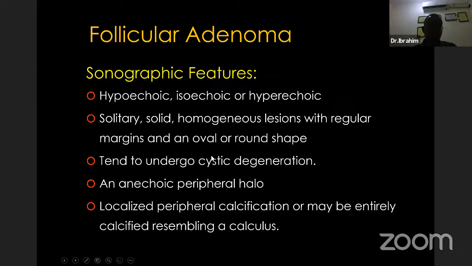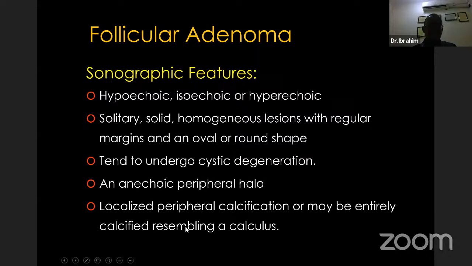They tend to undergo cystic degeneration. An anechoic peripheral halo might be seen with adenomas. However, a halo might also be present with malignant lesions and is therefore non-specific. Adenomas might also have localized peripheral calcifications or might be entirely calcified, resembling a calculus.